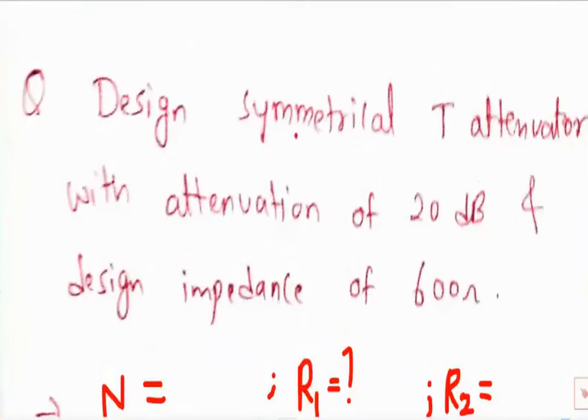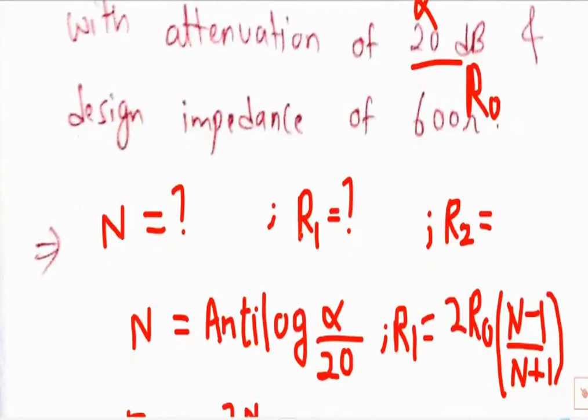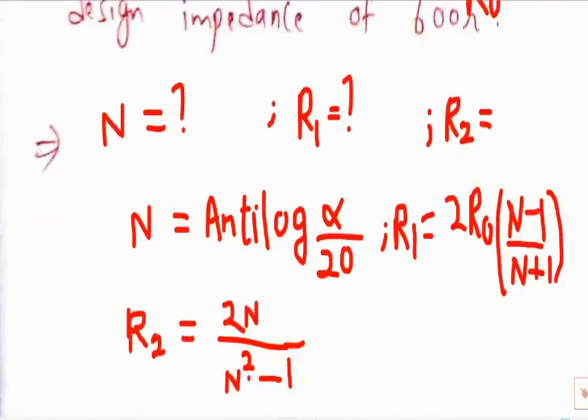Question is, design symmetrical T attenuator with attenuation of 20 dB. That means alpha is given as 20 dB. And design impedance of 600 ohm. That means R0 is given as 600 ohm. Then first step is you should calculate capital N. Then once you have capital N, you have capital R0. You can get the value of R1 by using this formula 2R0 (n minus 1) upon (n plus 1). R2 you can get by this formula 2n upon n square minus 1.